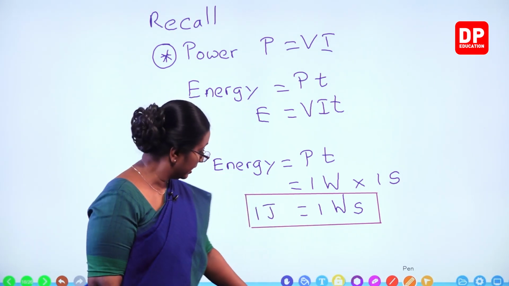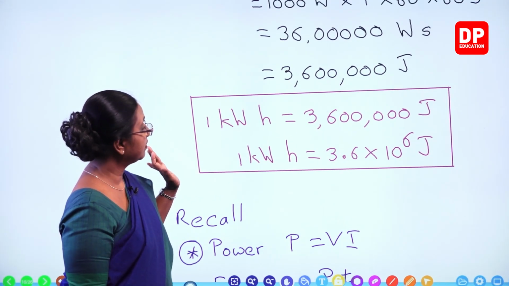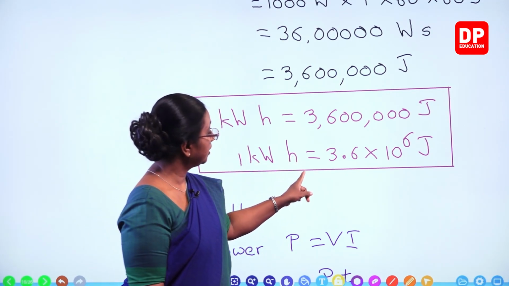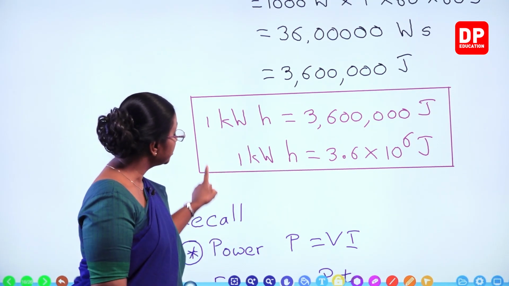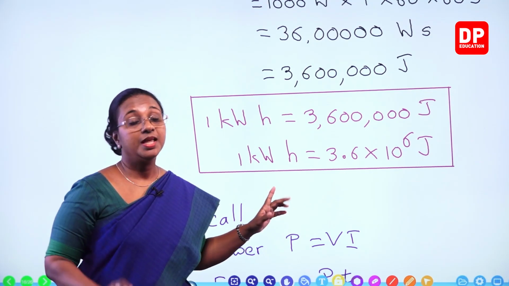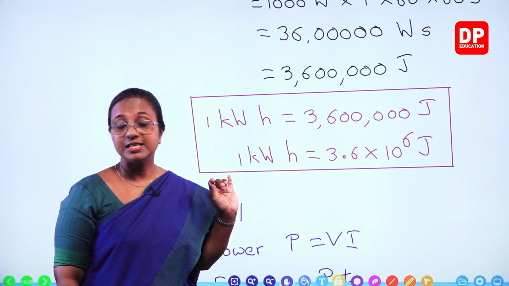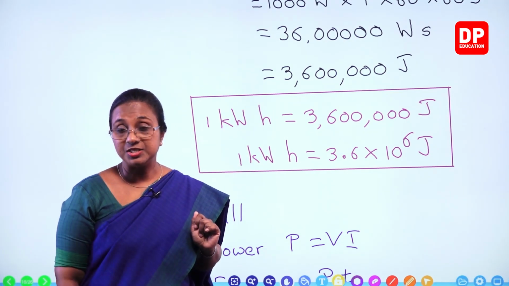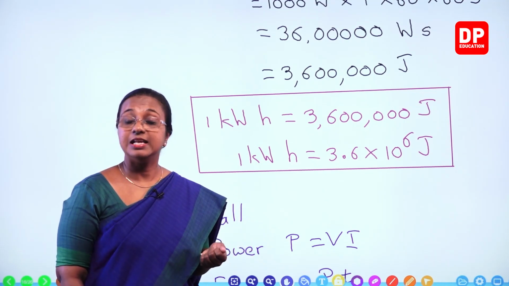1 joule is equal to 1 watt second. That is energy. And also here, 1 kilowatt hour is equal to 3,600,000 joules, or 3.6 into 10 to the power of 6 joules. And the commercial unit of measuring electricity is 1 kilowatt hour. Is that clear? So with that understanding, I will move on to the next slide where we will do a calculation to calculate the commercial unit or number of units of electricity consumed at a certain instant.